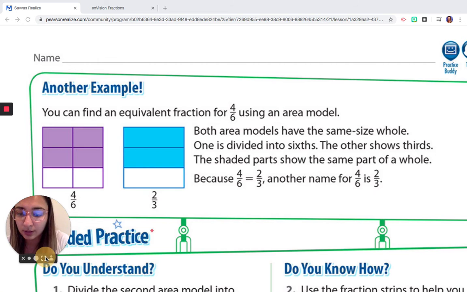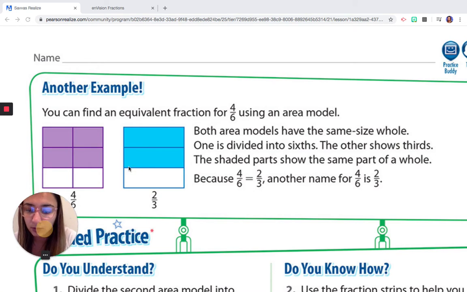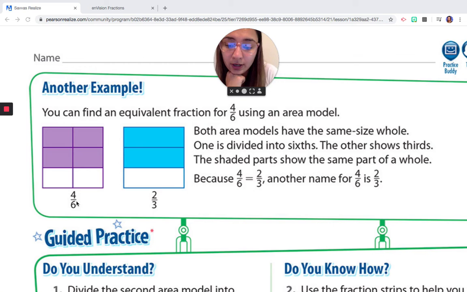You can see here, I'll move myself. Okay, you could see here it's broken up into sixths, and the other shows thirds. The shaded parts show the same part of a whole. So it's saying that 4/6 and 2/3 are equivalent fractions. 4/6 is another name for 2/3, or 2/3 is another name for 4/6. Now, using the trick I just showed you, I'm going to take the fraction with the smaller numbers.